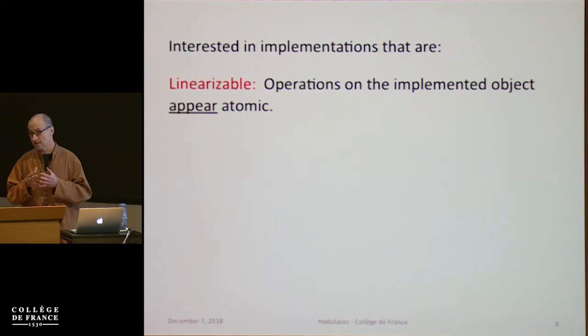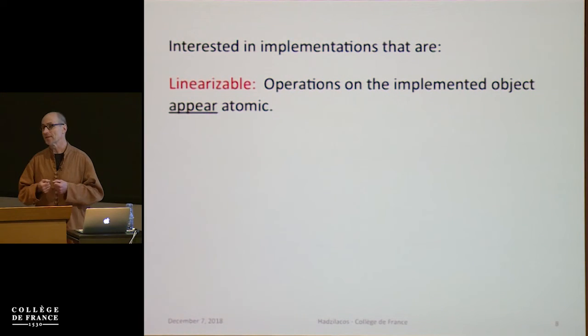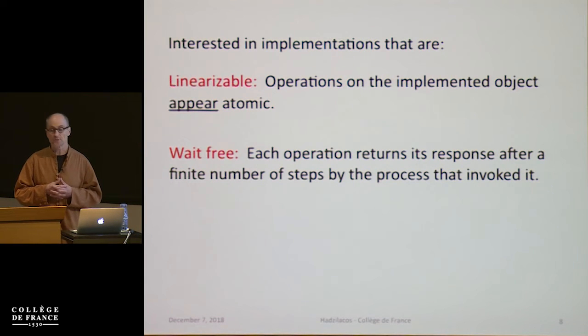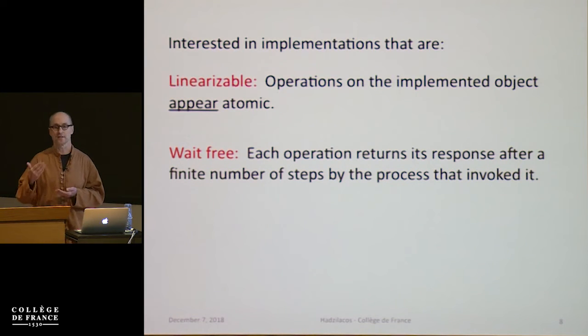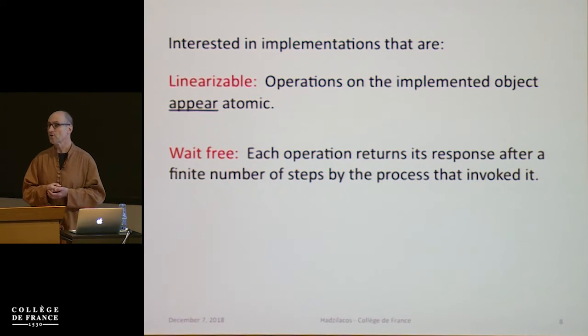Now, we are interested in such implementations that are linearizable, which means that although the operations on the implemented object may be executing concurrently, they must preserve the illusion of being atomic or linearizable. And the implementations must also be wait-free, which means that every operation must return its response after a finite number of steps of the process that invoked it. That should be the case regardless of what the other processes in the system do. They may be fast, they may be slow, they may have crashed. No matter what they do, this operation should be completed if the process that invoked it takes enough steps.